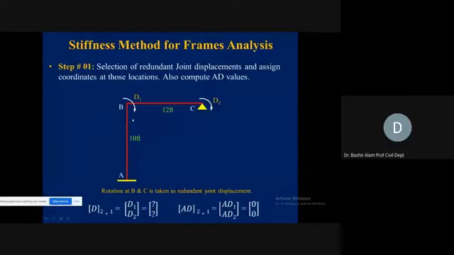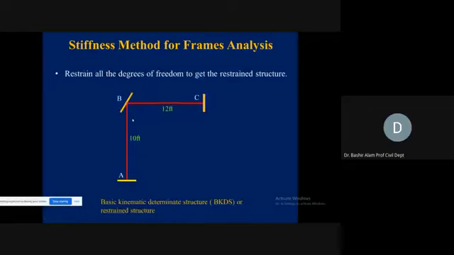So with this much explanation, now let me go to step number 2. Before going to step number 2, let's make this a determinate structure. So, kinematically determinate, how do we make it? We restrain the degree of freedom at B. What we do, we put a fixed support. This is just to show that this is fixed now.